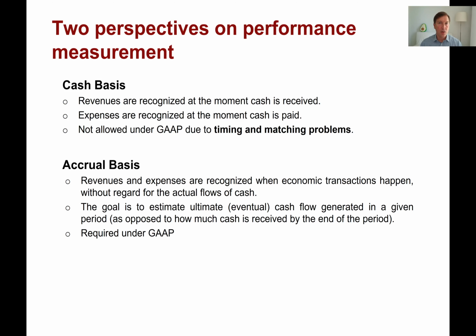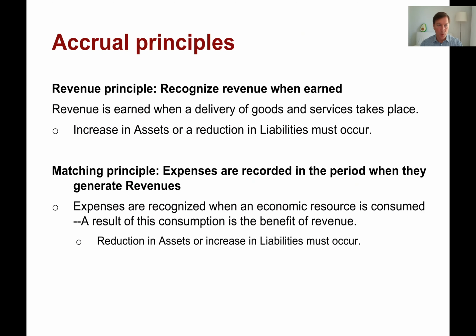The idea behind accrual accounting is that instead of trying to calculate how much cash we actually received or paid, accrual accounting is trying to measure the ultimate amount of cash that we generated in the current period, even if we haven't received it yet. Okay, and so accrual basis is conceptually much more compelling, and as a result, it is the approach that GAAP requires. GAAP does not allow cash basis. We talk about this just for illustrative purposes, but GAAP requires accrual basis, and this is what 99% of accounting is about. It's about accrual basis.